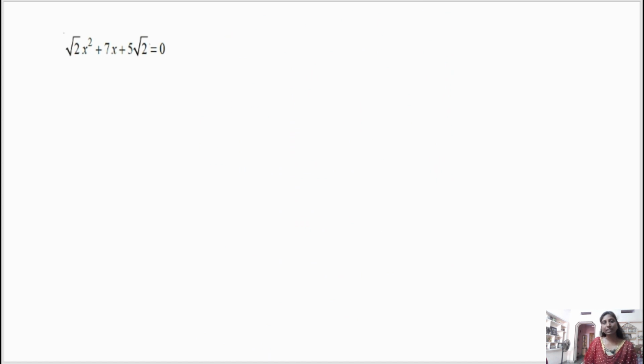Here we have root 2 x square plus 7x plus 5 root 2 is equal to 0. The first thing is, what is the coefficient of x square? Root 2. Now you have to multiply. What is the constant term? 5 root 2.